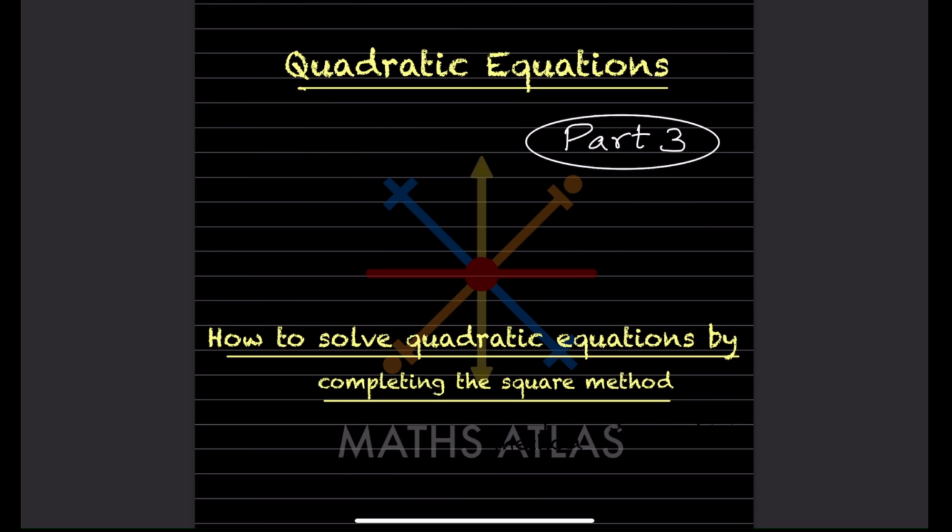So we have already done two parts from this topic, the quadratic equation. One is the introduction and how to solve the quadratic equation with the help of the factorization method. So now let us see this third part. We are going to see how to solve the quadratic equation by the completing the square method.